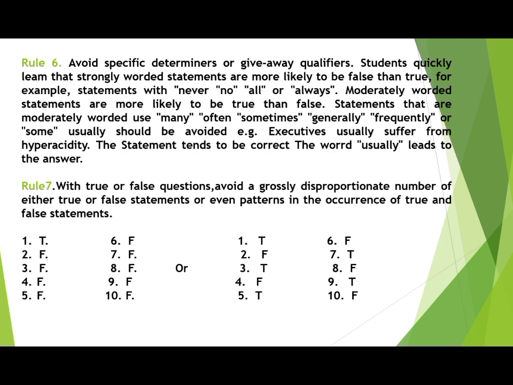So, rule number 7. With true or false questions, avoid a grossly disproportionate number of either true or false statements or even patterns in the occurrence of true or false statements. Yes, kung maghatag ka sang true or false, dapat indi mo pag-isiling if number 1, ang imo nga answer is true, then ang sunod na is puro na false. Kay if the students know the pattern mo na sang amo na, syempre it is easy for them to guess nga amo na ang answer. So useless lang ang imo nga test sa ila. No progress, wala ka sang makita nga progress.